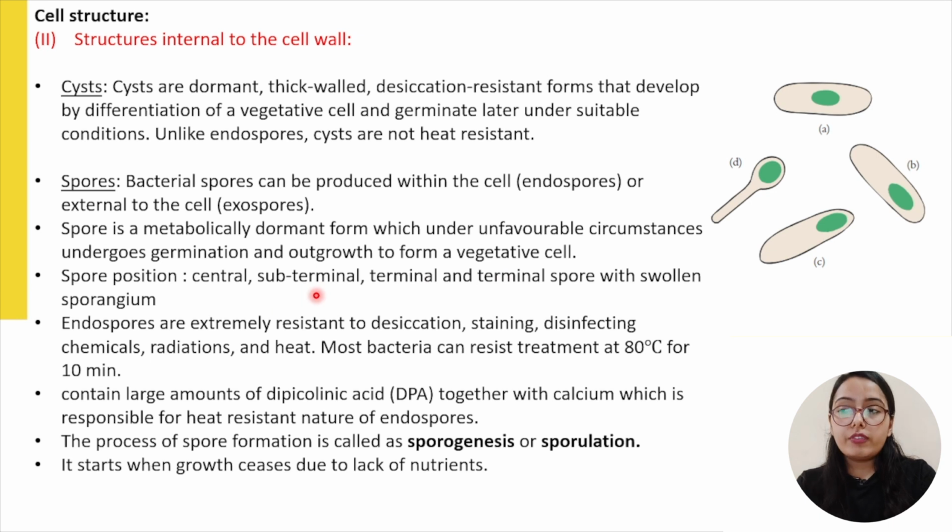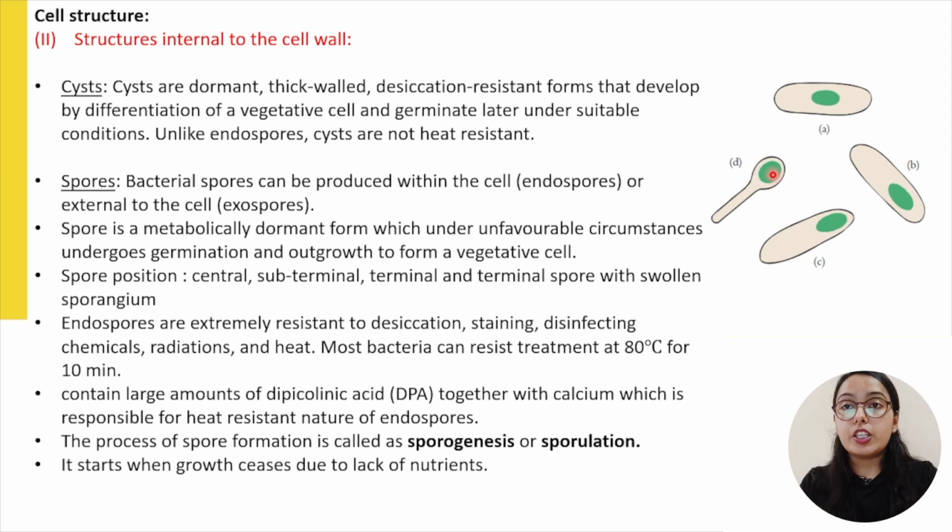Based on the position of the spore, there can be different types of spore positions. As we can see in the first image, the spore is present at the center of the bacterial cell. It is called central spore position, and when the spore is present a little away from the center and also a little away from the extreme end, such a position is called subterminal. However, when the spore is present at the extreme end, it is called terminal spore position.